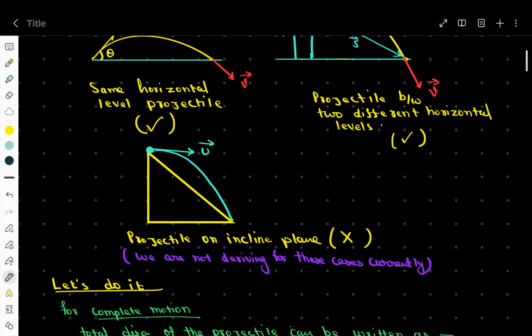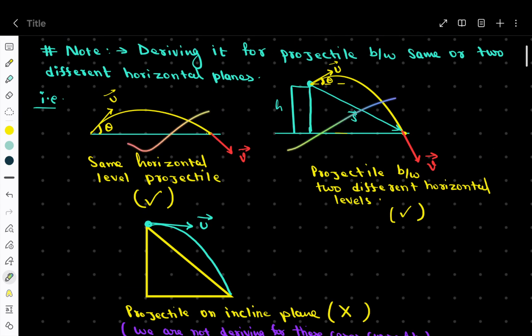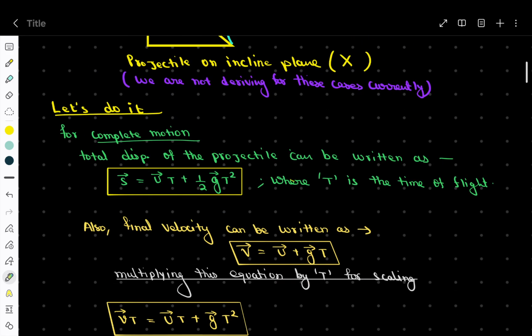But yes, it won't be applicable for projectiles on an inclined plane, because there will be some more constraints to it. So we will do it later. For the time being, let's derive it for the cases that I have already mentioned. All right, so let's do it.